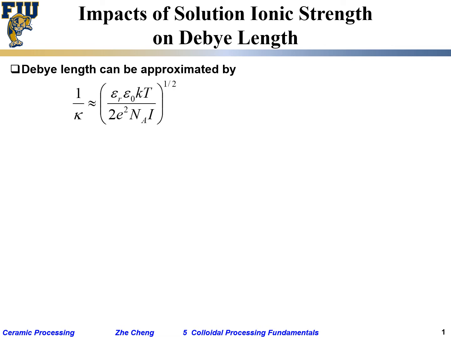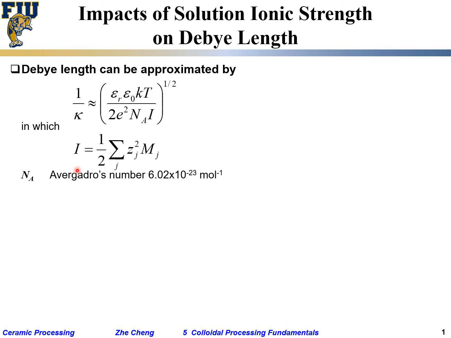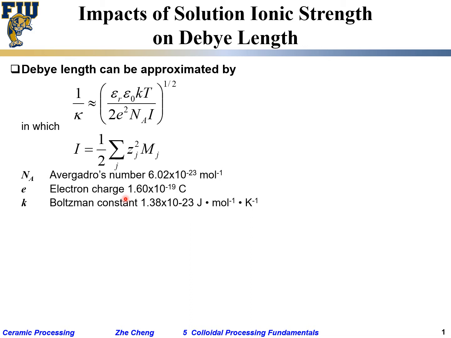Okay, let's continue. So the so-called Debye length, this 1 over kappa, is approximated by this equation. Of course, we don't go into the detail. There are several familiar parameters, in which this I is the so-called ionic strength for the solution, and the parameter Na is the Avogadro number. This one is the electron charge, 1.6 times 10 to the minus 19 coulomb. And the k is the Boltzmann constant, we have it.